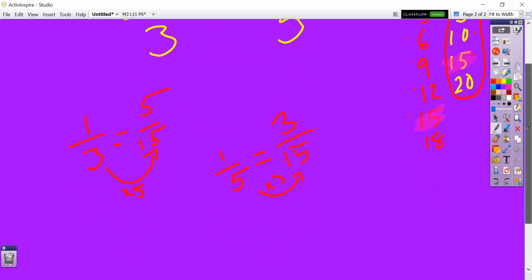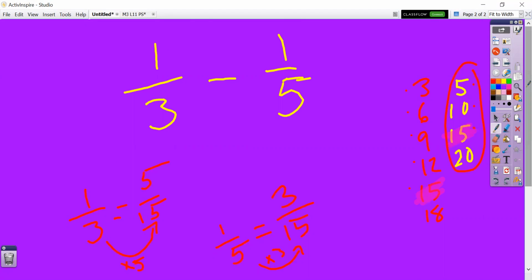So now we just rewrite our sentence. So I'm going to come back to the top. I'm going to say 1/3 minus 1/5 is equal to, well, we're going to say that it's equal to 5/15ths minus 3/15ths. And that really equals, well, what's 5 minus 3? Well, it's always 2, right? So 5/15ths minus 3/15ths is going to give us 2/15ths.